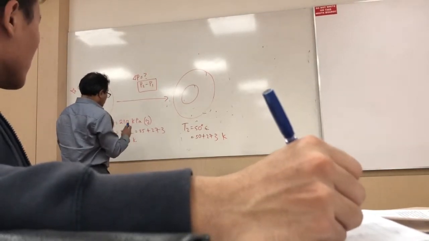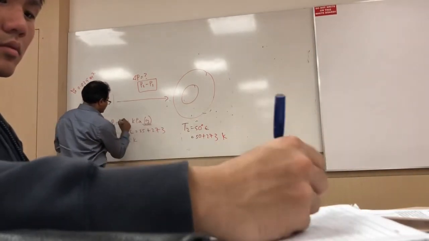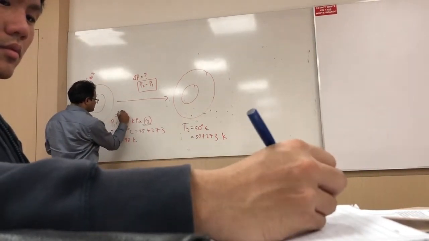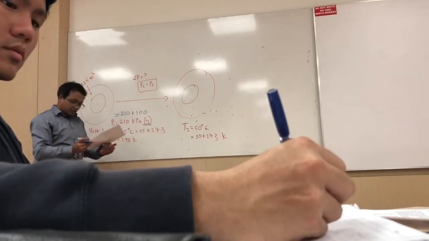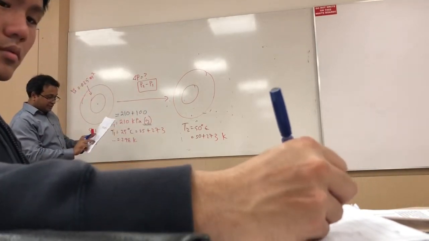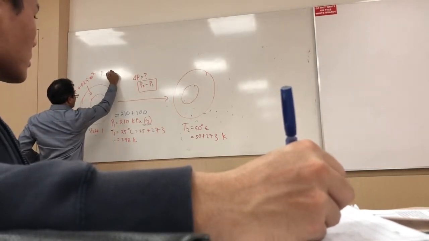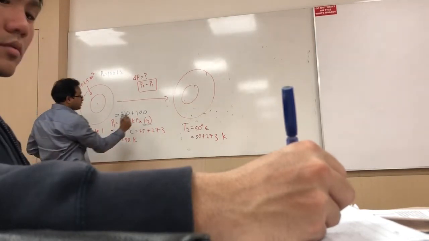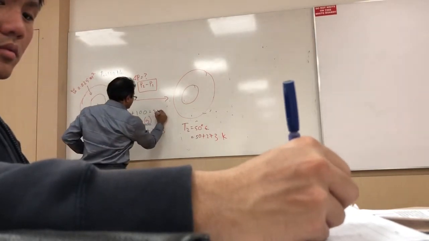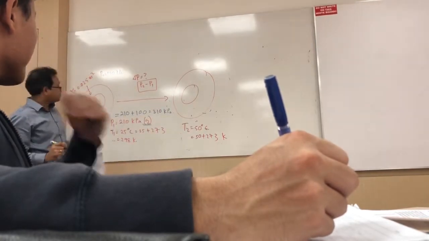So P1 I know, right? Remember, gauge pressure is given, so you have to convert to absolute pressure by adding atmospheric pressure, because in this question atmospheric pressure is written as 100 kilopascal. So 210 plus 100, I can write 310 kilopascal. This is the absolute pressure.